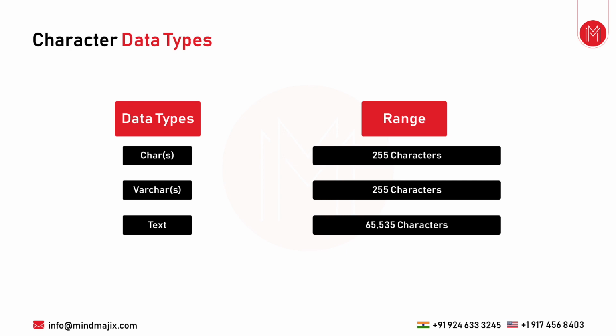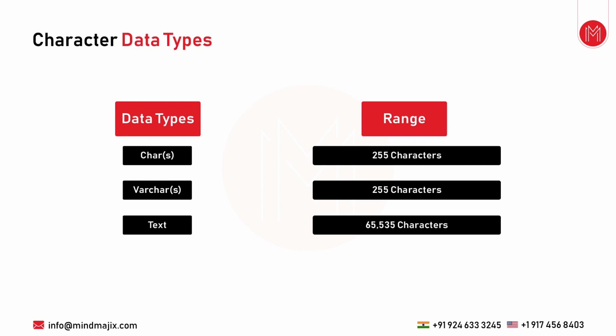The next data type is the character data type. Any data type which takes care of the text value or the string value in your table is called a character data type. Under the character data type, we have three important kinds of data type: char, varchar, and text. The char and the varchar are the most common types of data type that we use in our table operations.